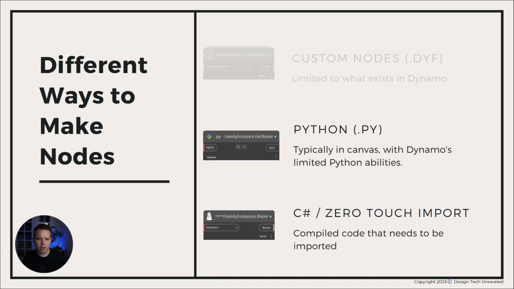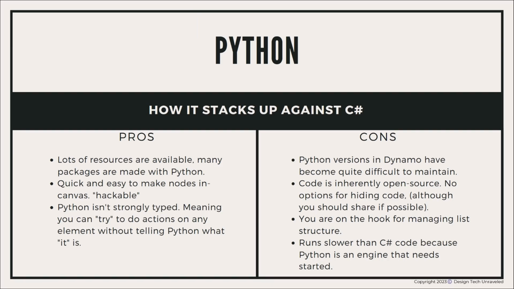In this course, we'll focus on these two, Python and C#. DYF custom nodes, I have an AU class on those. I'll link that in the description for this course as well. But essentially, you can bundle custom nodes with that. We cover that pretty heavily in the Python course as well. So let's take a look at Python, the pros and cons, and how it stacks up against C#, what we're using for this course.